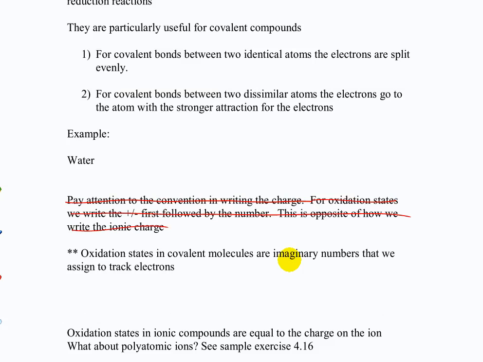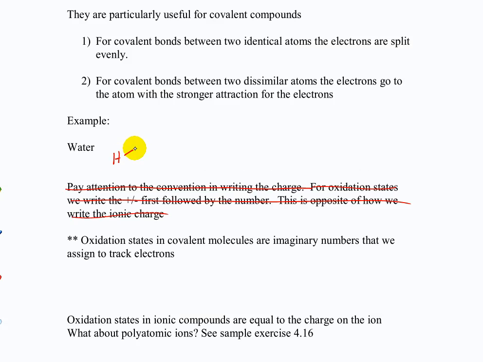All right? So here are the assumptions we use. If it's a covalent bond between two identical atoms, the electrons are split evenly. For covalent bonds between two different atoms, the electrons go to the atom with a stronger attraction for the electrons. In a case like water, that looks like this. We have an oxygen and hydrogen, right? So for the electron accounting, we count all of these electrons on oxygen, not on hydrogen. So we say that hydrogen is missing an electron, oxygen has extra electrons, and we assign water as having a hydrogen 1 plus and an oxygen 2 minus. Two of these, so that they end up canceling out. Now remember, those aren't charges, those are oxidation states, meaning it's just a way of keeping track of electrons.